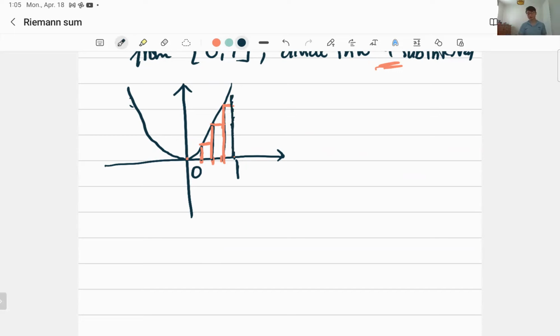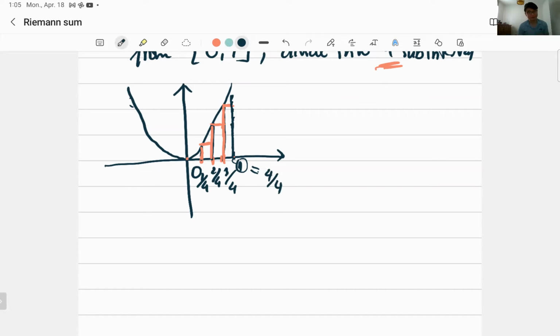All right, so how are we going to calculate this? We're going to divide this into 4 rectangles, and so this one will be 1/4, 2/4, 3/4, and 4/4, which is equal to 1. So this one right here is equal to 4/4. All right, cool. Now let's find the area under this curve.